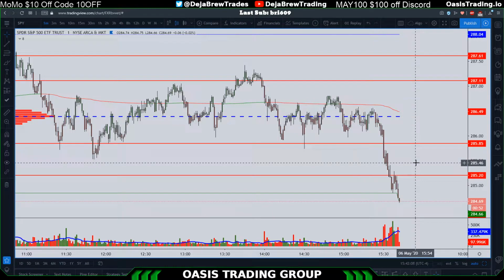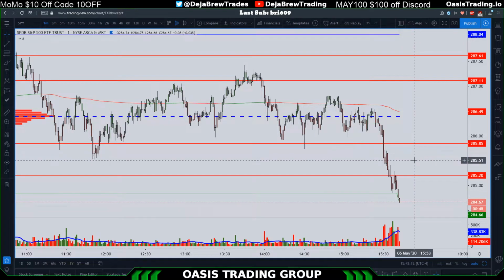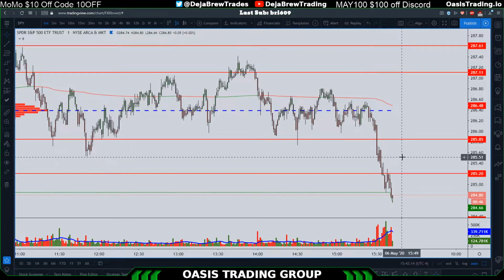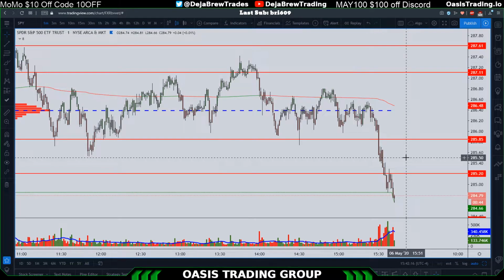Now, I wouldn't trade this at all because it's like the last 30 minutes of the day. I don't trade that. It's usually a lot of ridiculous price action that's very hard to predict. But you could have traded it.